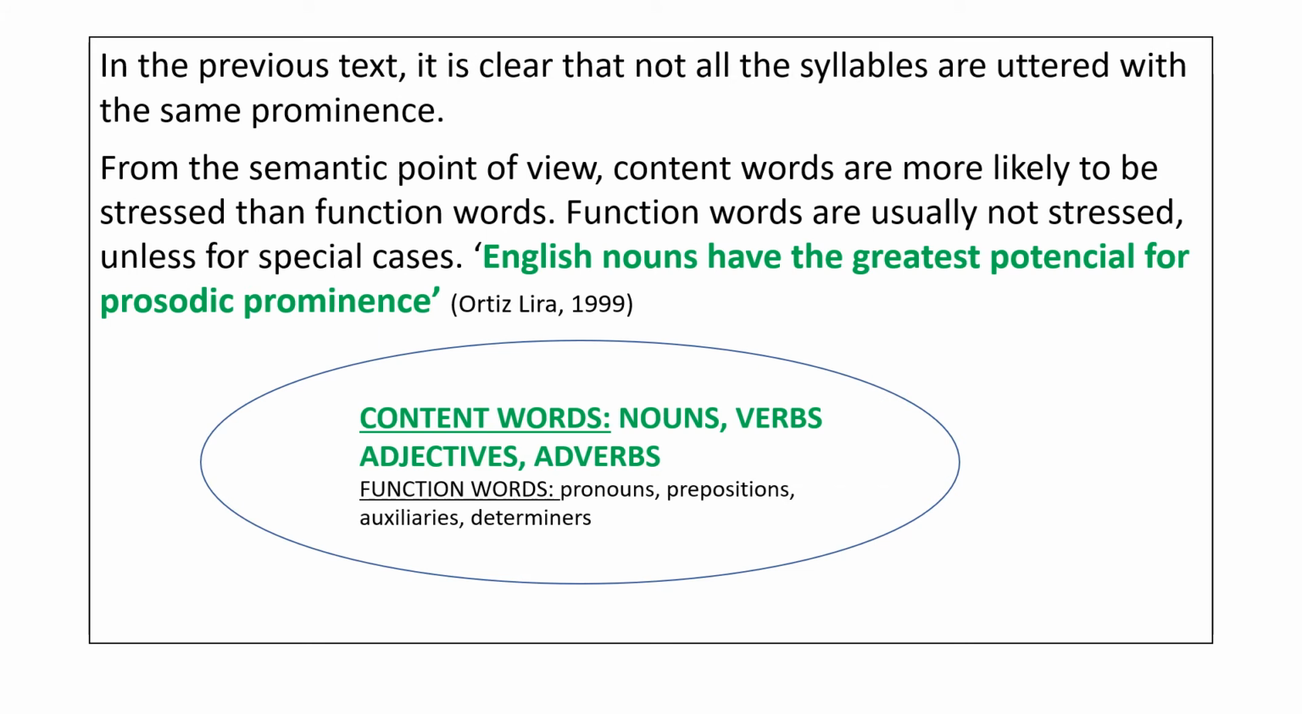In the previous text, it's clear that not all the syllables are uttered with the same prominence. From the semantic point of view, content words are more likely to be stressed than function words. Function words are usually not stressed, unless for special cases. English nouns have the greatest potential for prosodic prominence, according to Ortiz Lira. Among content words, we can find nouns, verbs, adjectives, and adverbs, and within function words, pronouns, prepositions, auxiliaries, and determiners.